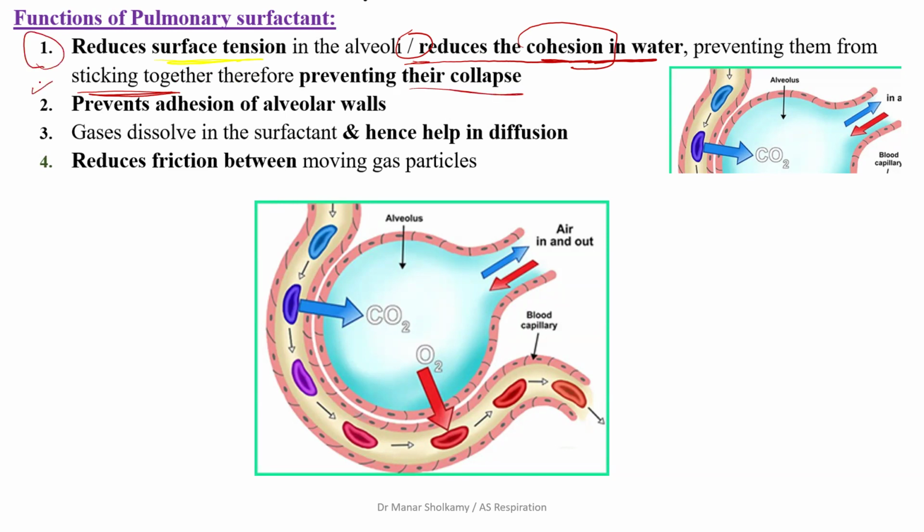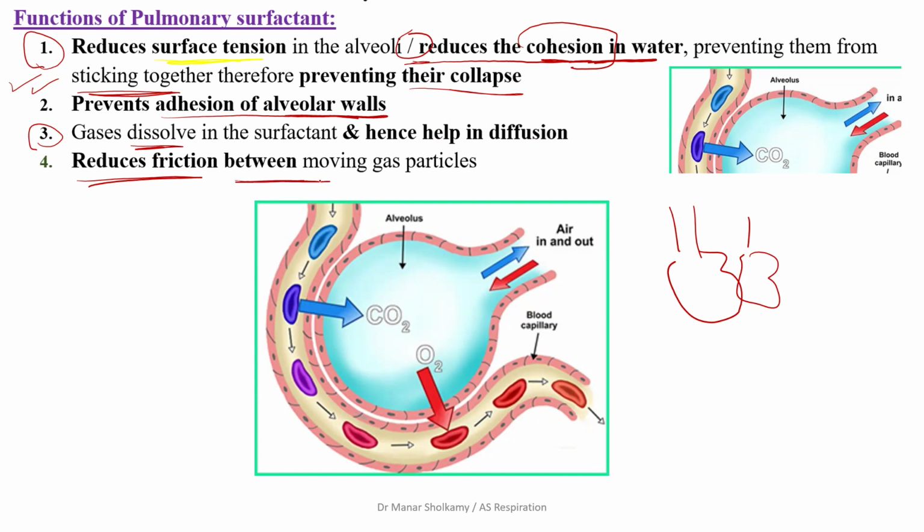This number one sentence is very important. It prevents adhesion of the alveolar walls. It prevents the walls of the alveoli from sticking to each other because they're very close to each other. And the gases can dissolve. This is what Sirine said, in the surfactant and hence help in diffusion. And also, like any fluid, it reduces friction between the moving gas particles.